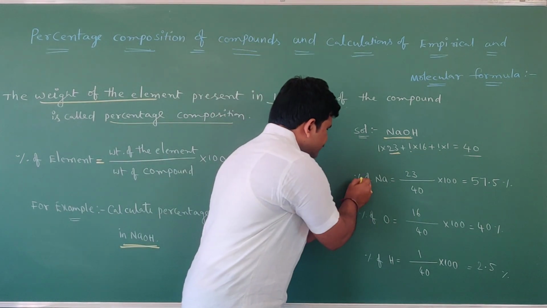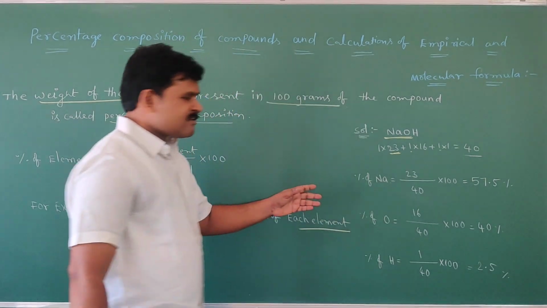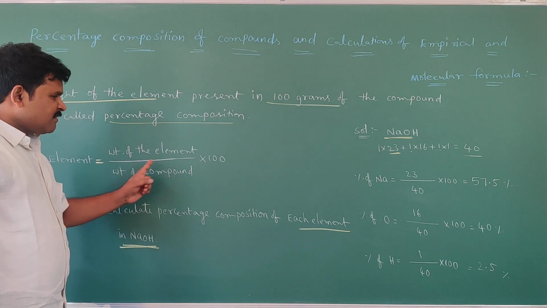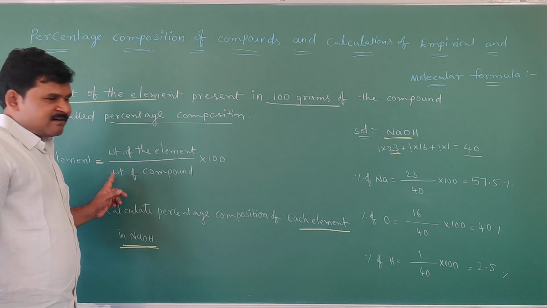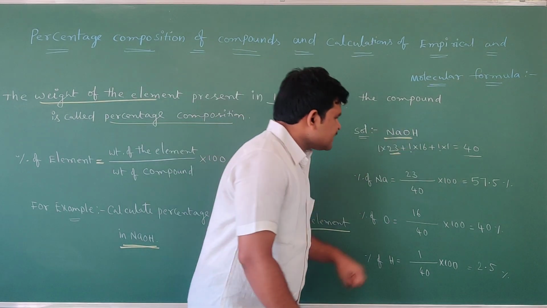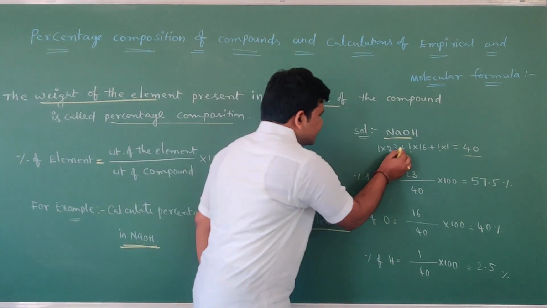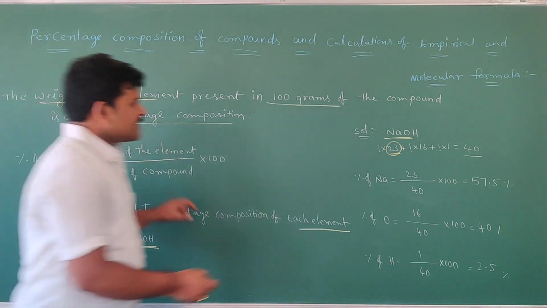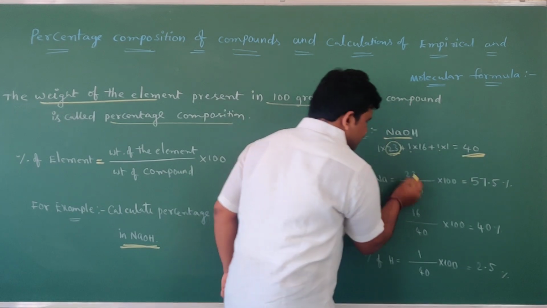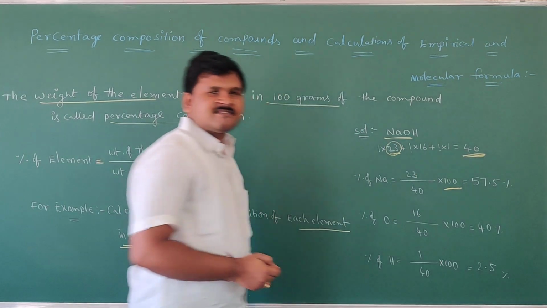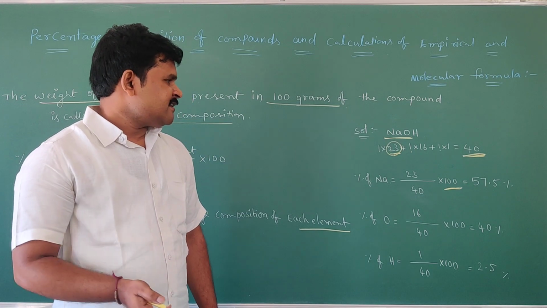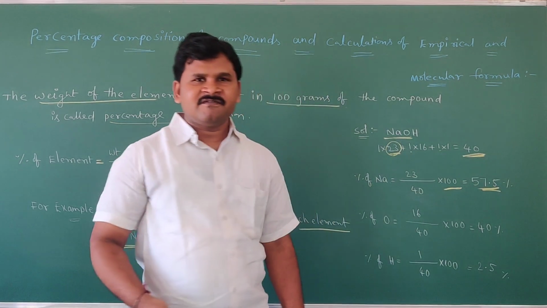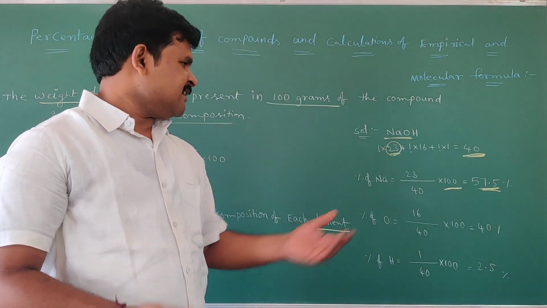In NaOH, percentage of Na is equal to weight of the element by weight of the compound into 100, that is, molecular weight of the compound into 100. Here in NaOH, the contribution of sodium is 23, the weight of the element. The molecular weight of the compound is 40. So 23 by 40 into 100, you will get 57.5.